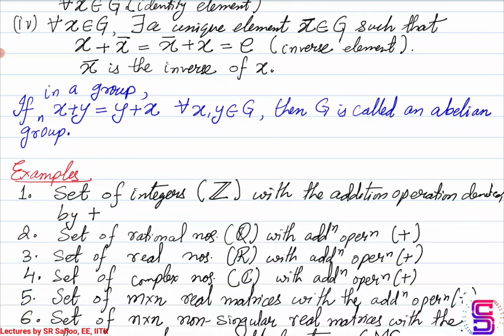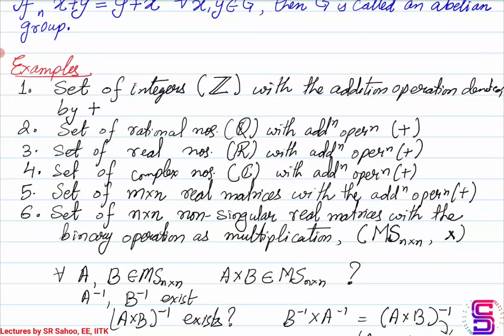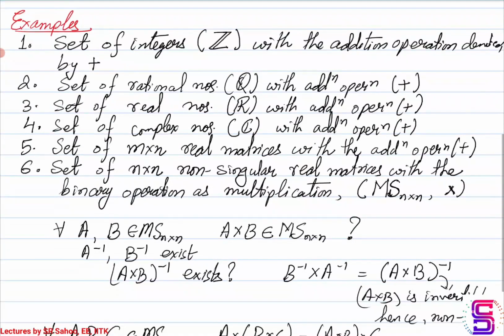So let us see some examples to understand this. The first example: let's see whether the set of integers is going to be a group or not under the binary operation, which is the addition operation. You take any two integers and you add them up, you always end up with an integer. It satisfies closure. Integers also satisfy associativity as far as the addition operation is concerned.